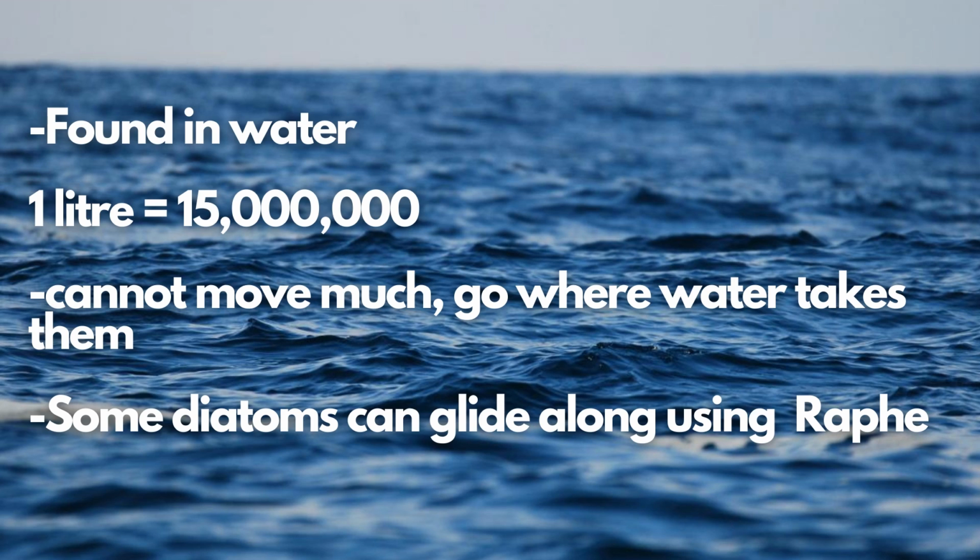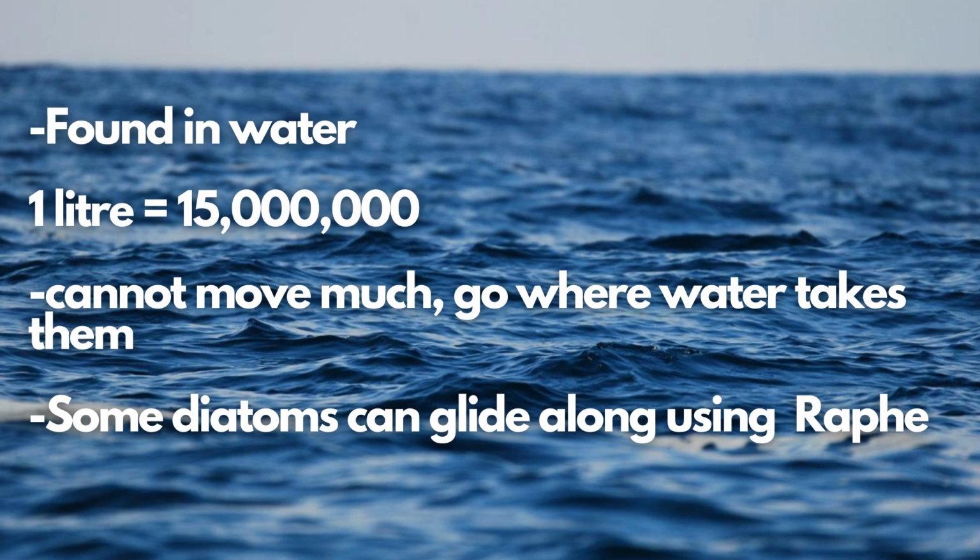Hey everyone, apologies. The last slide is actually the outer shell of a diatom is pronounced as frustules. So they're glass-like, and in this slide we're going to talk about where they're found, and they're mostly abundant in water. They can't really move around on their own, so basically where water takes them, that's where they go, and mainly they're found in oceans. Now, 1 liter of ocean water can have 15 million diatoms in it, and that's just an estimate.